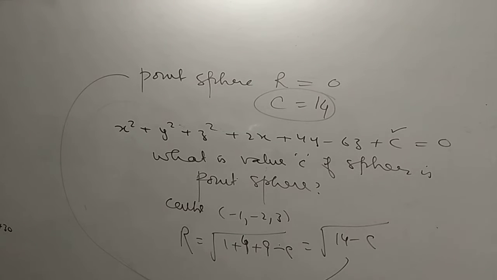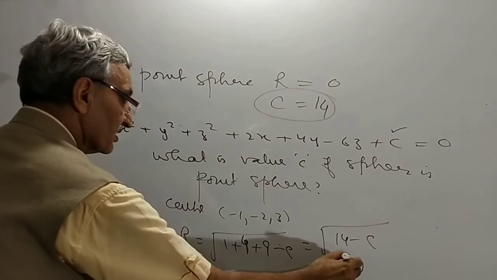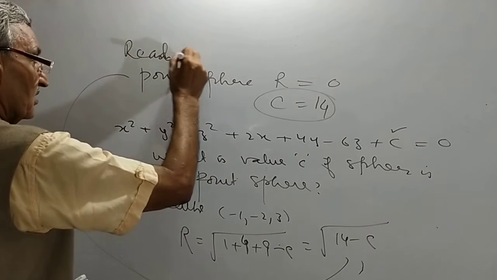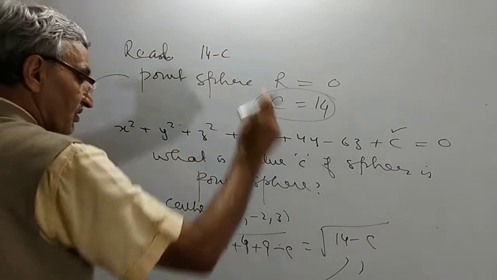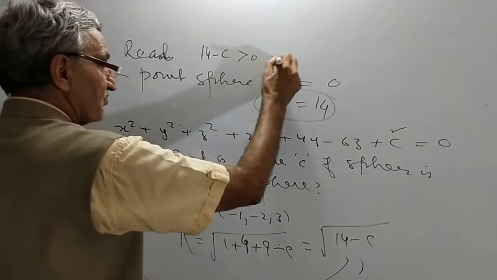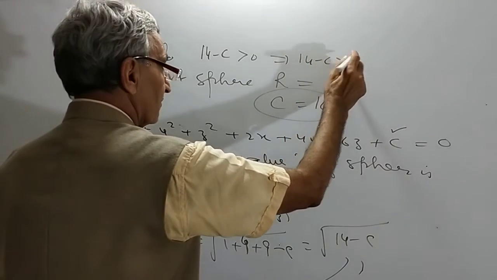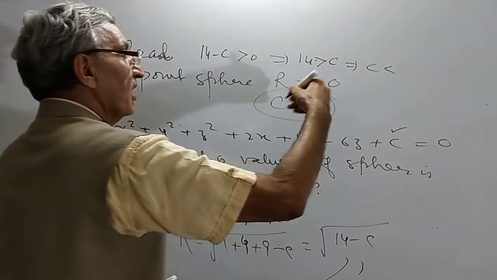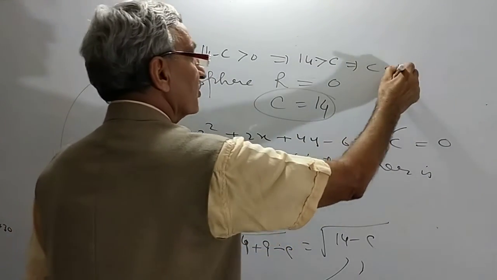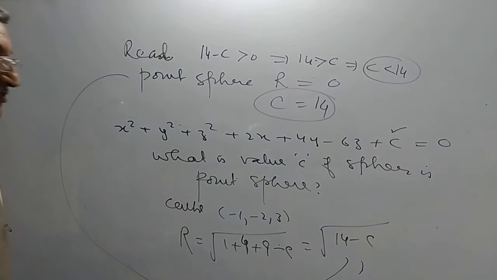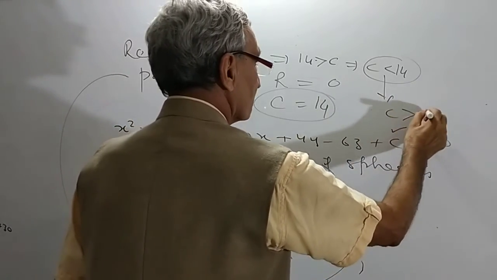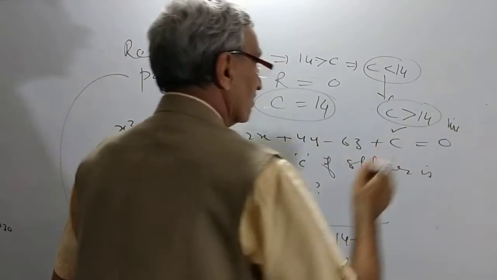And suppose it is a real sphere, then 14 minus c must be positive. This means 14 is greater than c, so c is less than 14 is my answer for a real sphere. And if it is imaginary, it has to be otherwise: c is greater than 14. Then this is imaginary.